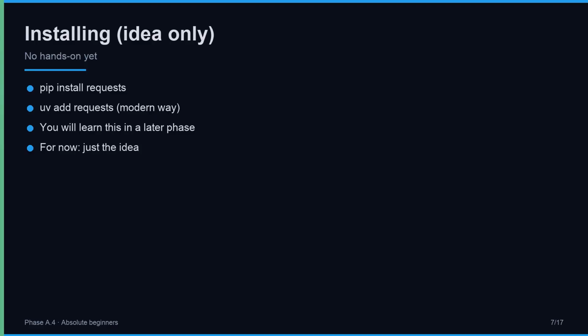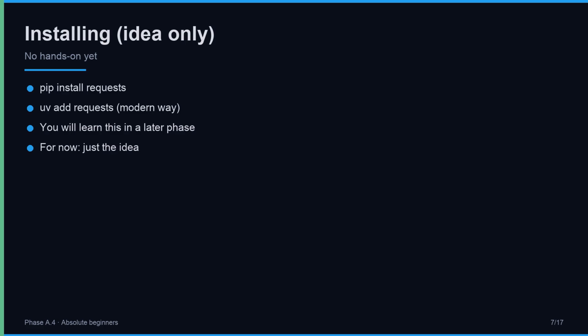How do you install a third-party library? Two common ways. pip install requests, the traditional tool. Or uv add requests, the modern way you will learn later. Both reach out to PyPI, download the library, and place it where Python can find it. You do this once per project. We do not install anything in this lesson. That comes in a later phase when you learn UV projects. For now, hold the idea.